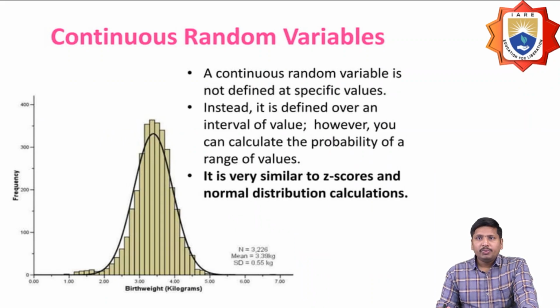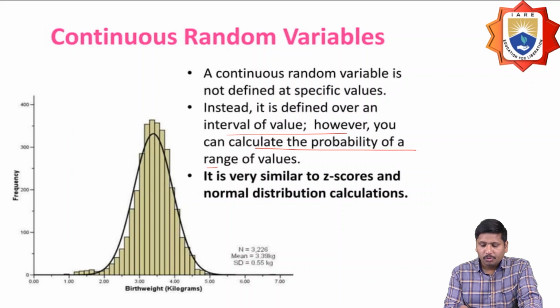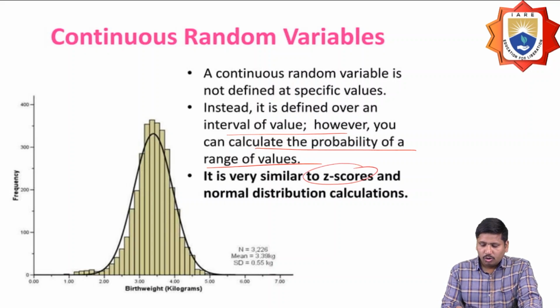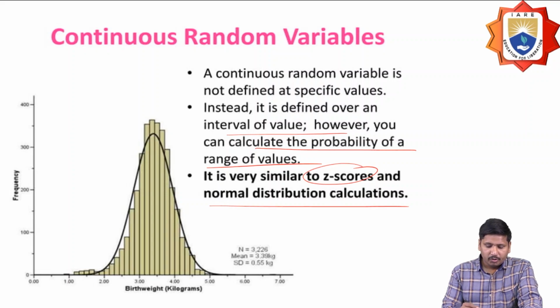Normally this continuous variable is not defined at specific values. Instead, it is defined over an interval of values. However, you are able to calculate the probability of a range of values. It is very similar to z-scores and normal distribution calculations.